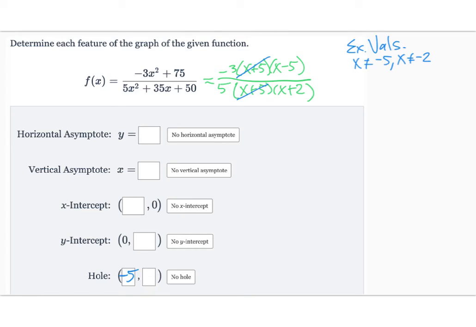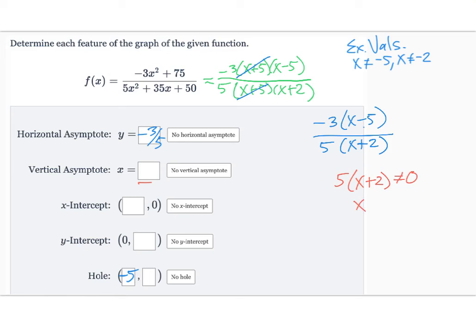Horizontal asymptote. Let's rewrite this. We get x minus 5 over 5 times the quantity x plus 2. If I plug a really big number in, the negative 5 and the plus 2 really don't matter. We end up with, like, negative 3 million over 5 million. So my horizontal asymptote would be like negative 3 over 5. For a vertical asymptote, that's going to happen when the denominator equals 0. So 5 times x plus 2 cannot be equal to 0. That gives me x equals negative 2 as a vertical asymptote.